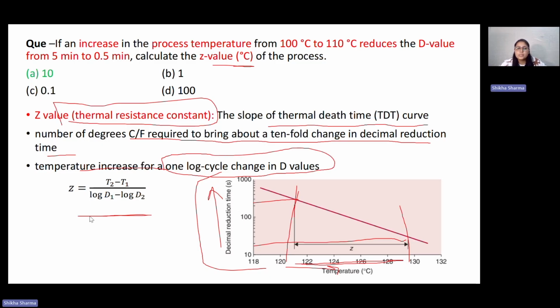So Z is T2 minus T1 divided by log D1 minus log D2. T2 is temperature 2, so it is temperature 2 minus temperature 1, divided by log of the decimal reduction time D1 minus log D2.